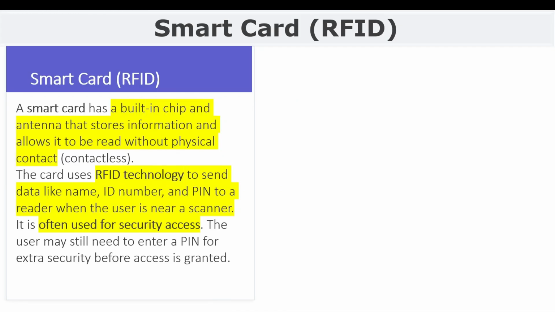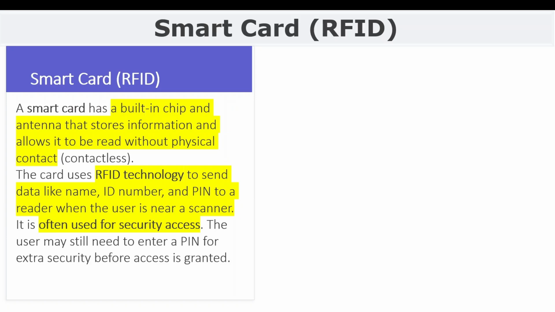The smart card, on the other hand, makes use of built-in chips and antennas that store information about the user, and it allows you to read it without physical contact. In other words, you do not need to swipe it like we do for the magnetic stripe. It's contactless. So from a distance, you can have data on the card being read. In the same sense, it is used often for security access.